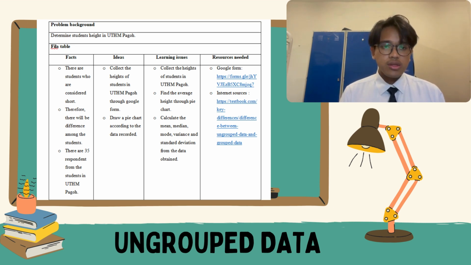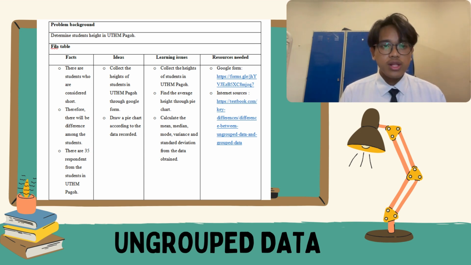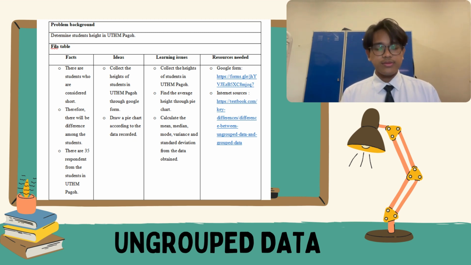The learning issue is to collect the heights of UTHM students in Pagoh. Next, to find the average height through the pie chart. Next, we also calculate the mean, median, mode, variance, and standard deviation from the data obtained from the pie chart. There are a few resources needed to collect this data, which are Google Forms and internet resources. That's all.